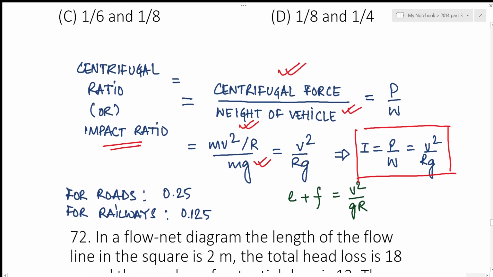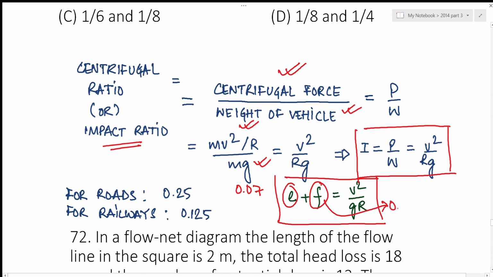You also know this E plus F is equal to the centrifugal ratio, where E is the super elevation and F is the lateral friction. So E for plane and rolling section is taken as 0.07, and the maximum value of F is taken as 0.15. You also know the value of maximum super elevation is taken as 0.10 for mountainous regions.